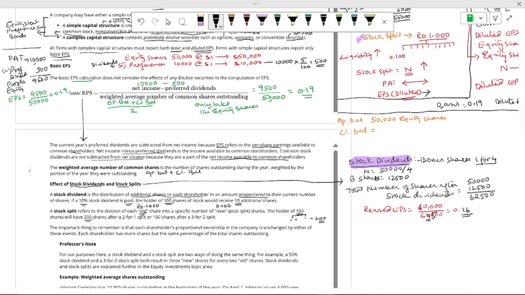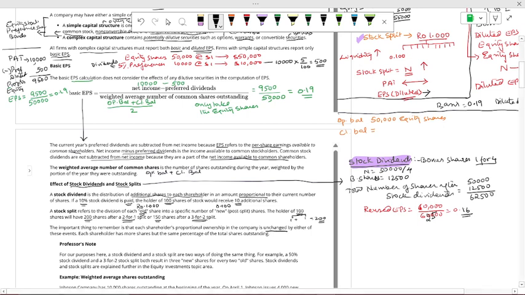Clear? We got a little bit of confusion here, the moment you are changing the condition. If it is 3 for 2, how much will you get? 2 by 3 means if you have 1, you will get 1.5, as simple as that. The conditions are very clear. The important thing to remember is that each shareholder's proportional ownership in the company will remain unchanged.